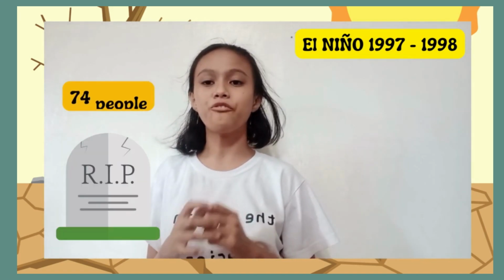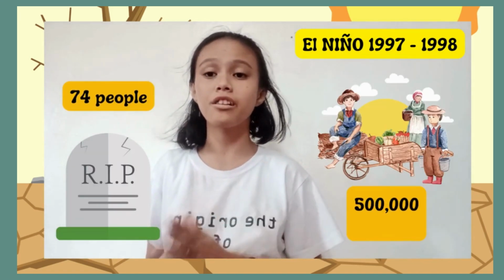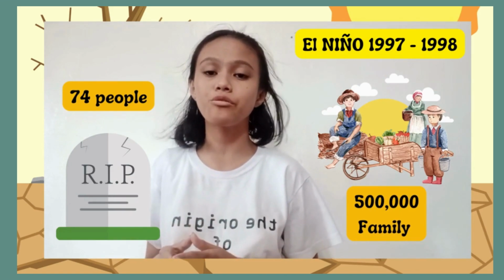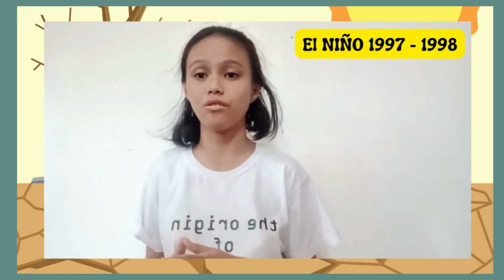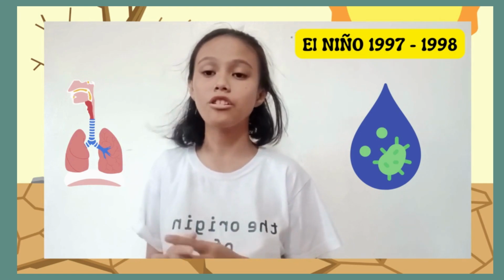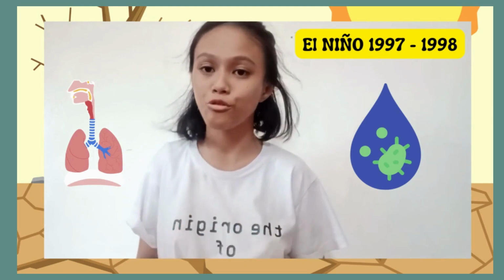Tragically, more than 74 people lost their lives and nearly 500,000 agricultural families experienced hunger due to the drought. The El Nino also contributed to health issues, including waterborne diseases and respiratory problems caused by dust and air pollution.